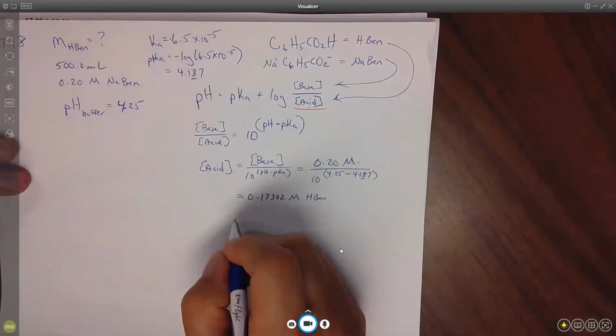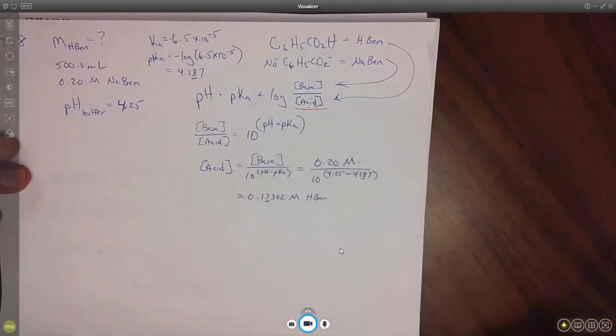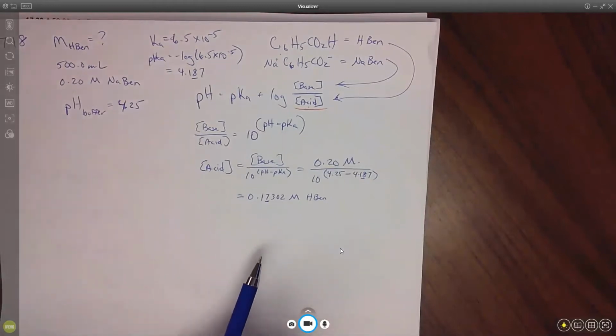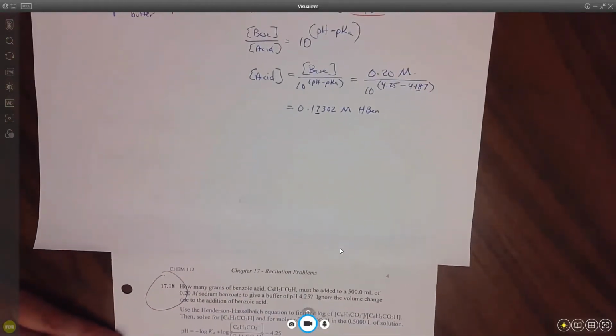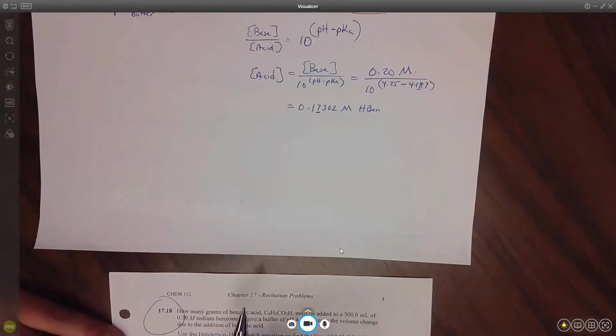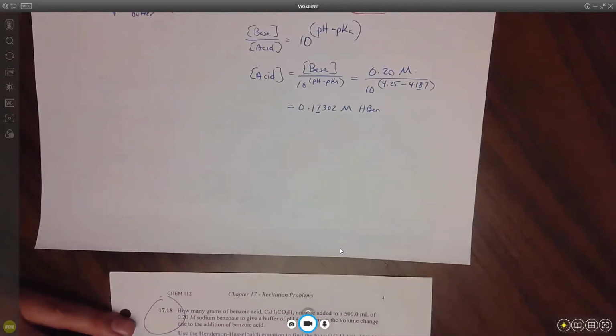When you're plugging it into the equation, is the concentration of the base actually 0.20, or would you have to consider that? Yes. In this case, because of what the question said, the question actually gave it as 500 milliliters of 0.2 molar benzoic acid in this problem. The example that I showed you in the slides was different. So again, you've got to read the question and figure out which route you have to take to solve it.